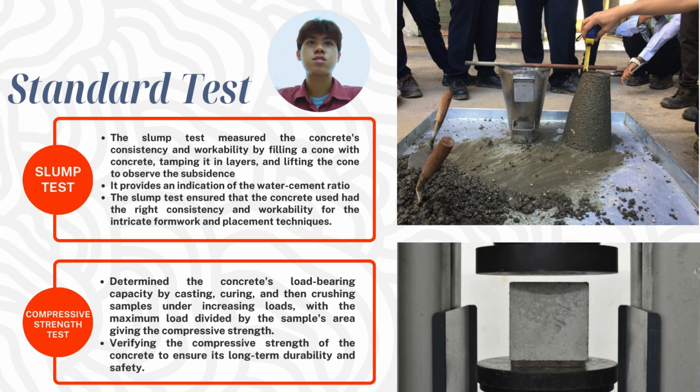The compressive strength test determines the concrete's load-bearing capacity by casting, curing, and then crushing samples under increasing loads. The compressive strength can be calculated by dividing the maximum load by the sample's area. Through rigorous slump and compressive strength tests, the Sydney Opera House stands as a testament to precision in concrete construction, ensuring it could support the structure's unique shells and remain a durable, stable icon.